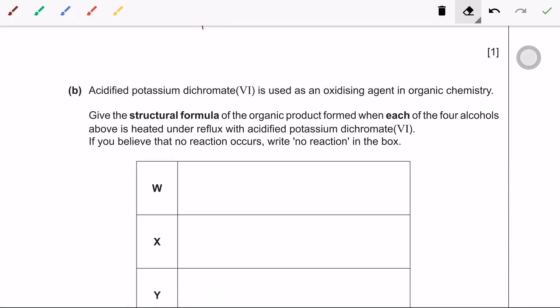Acidified potassium dichromate(VI) is used as an oxidizing agent in organic chemistry. Give the structural formula of the organic product formed when each of the 4 alcohols above is heated under reflux with acidified potassium dichromate(VI). If you believe that there is no reaction, write no reaction in the box.